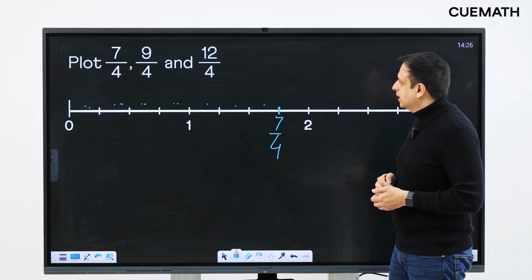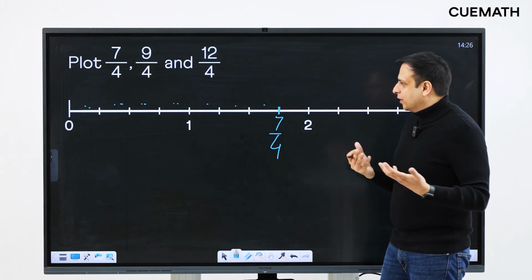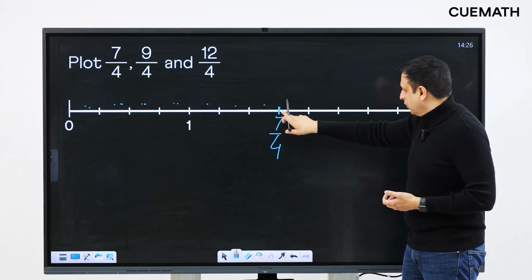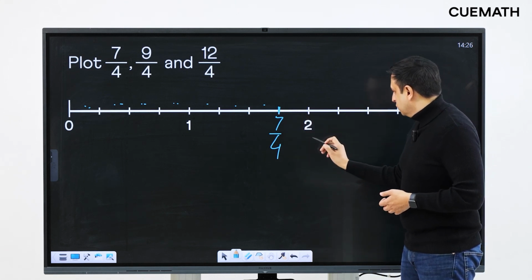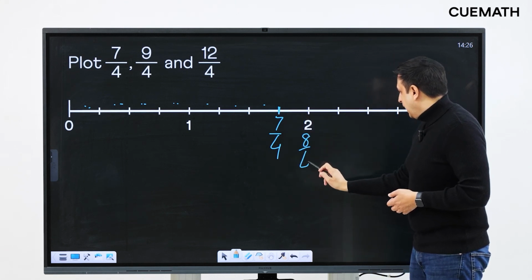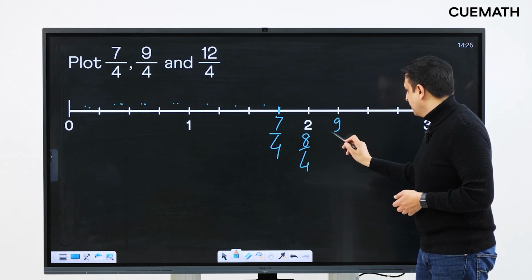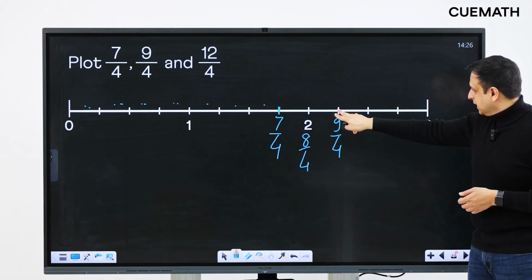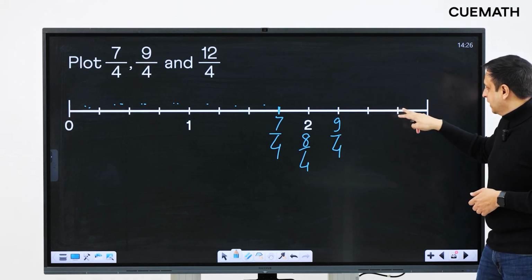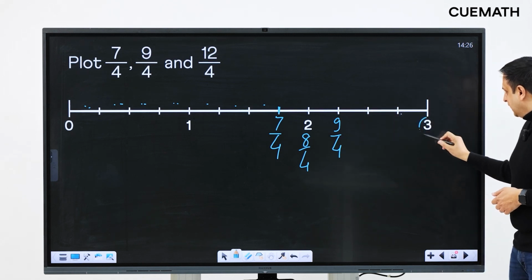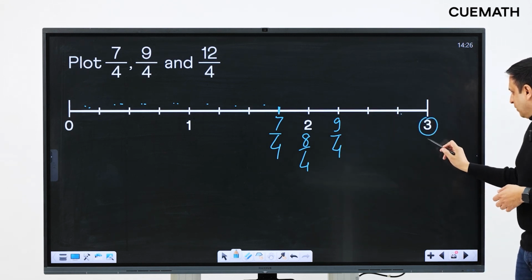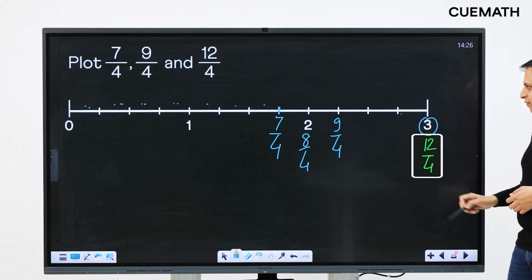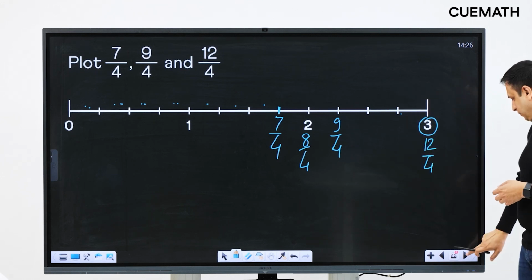Then we have to get to 9 over 4. What do you think 9 over 4 will be? This was 7 over 4. This point, which is 2, will be 8 over 4. And this point here will then be 9 over 4. And then finally we need 12 over 4. This was 9 over 4, this would be 10 over 4, this would be 11 over 4, and this point here, which is 3, would be 12 over 4. So that's the answer to this question.